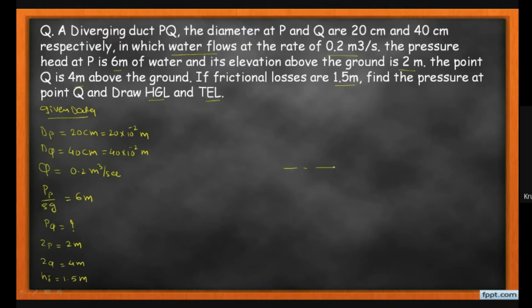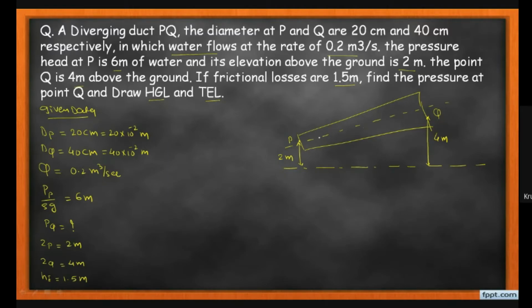So I consider the ground line. Now I have to mark the 2 points. Let me mark this 2 meter head, so the point P is elevated 2 meter. This is point P, and somewhere at 4 meters, double of this height, the Q point is located. The diameter of P is 20 and of Q is 40, so we have to plot the diagram like this. It is a diverging duct PQ, and this is the neutral axis of the duct.